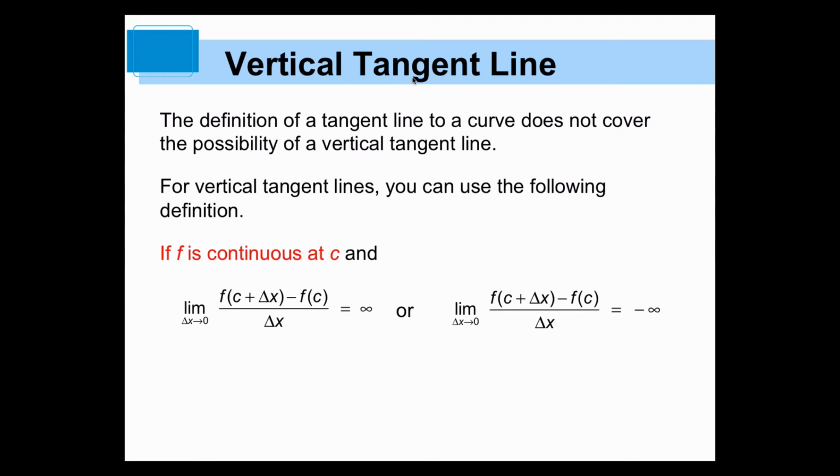And either one of those works. If you do the calculation and you get infinity for the limit, or you get negative infinity for the limit, that's going to imply that you have a vertical tangent line. They're not incredibly common, but they do pop up every once in a while.